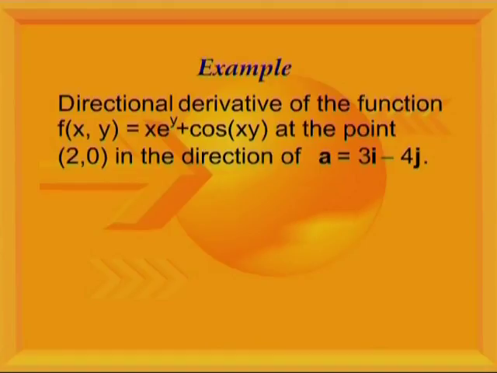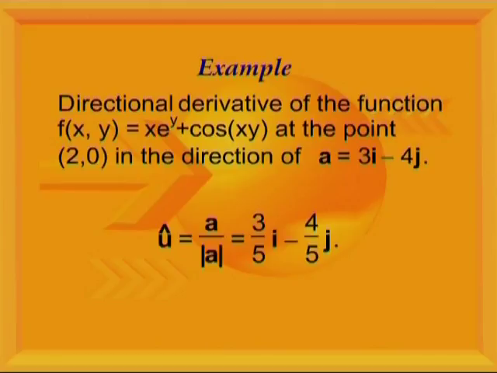First we calculate the unit vector along the direction of a. Let us call it u cap. So the magnitude of vector a is equal to 5. So this unit vector is equal to 3 over 5 i minus 4 over 5 j.